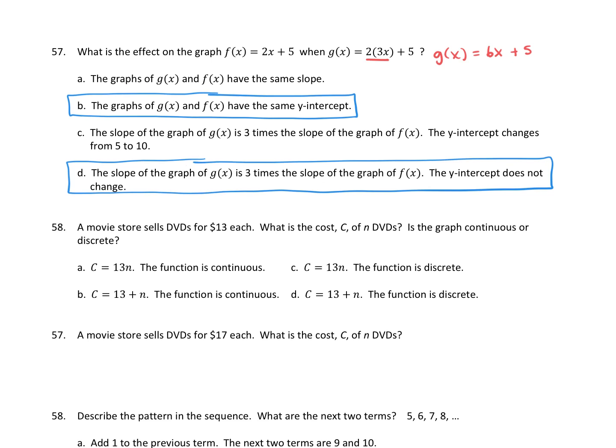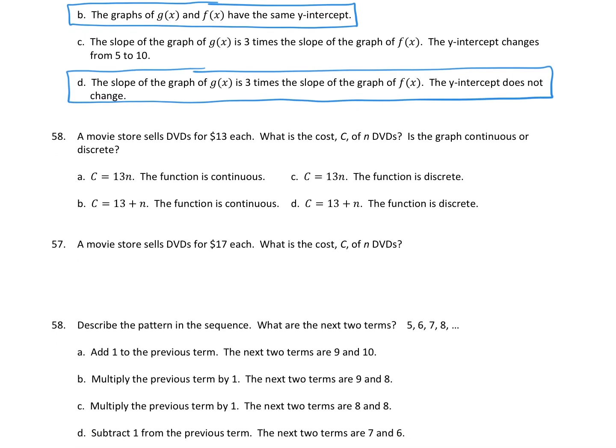All right, number 58. A movie store sells DVDs for $13 each. What is the cost C of N DVDs? Is the graph continuous or discrete? So to find the total cost, what we would do is we would take our number of DVDs N and multiply it by the cost. Each one costs $13. So $13 times however many you are buying.